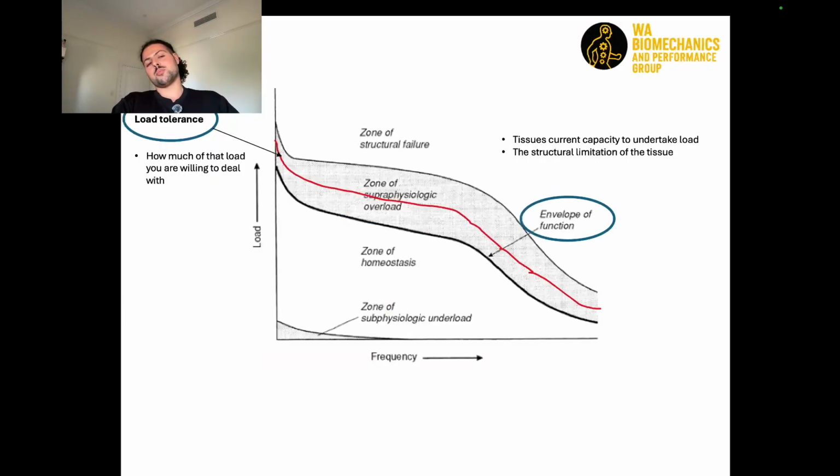So I'd like to propose a new line also in the envelope of function called load tolerance. Load tolerance could be how much of that load the person is willing to deal with. If we think back to the envelope of function, that's the tissue's current capacity to undertake load, and it's the structural limitation of the tissue. It's a very peripheral way of thinking of overloading and tissue damage. Load tolerance is more of a human's ability to cope with that load, okay?